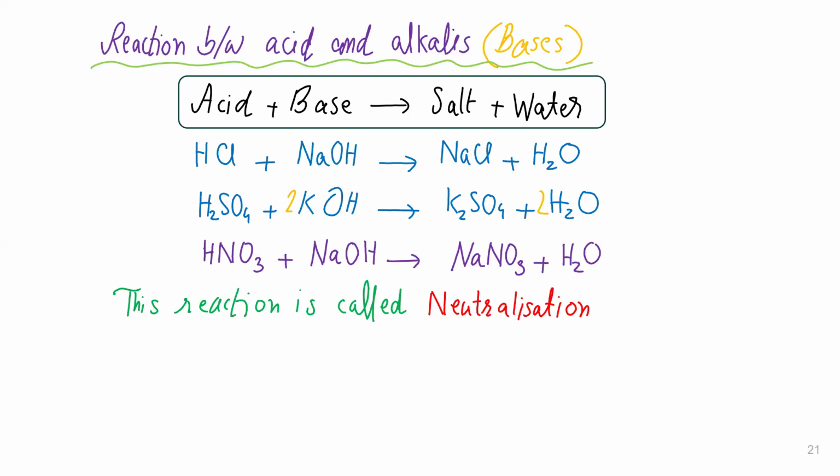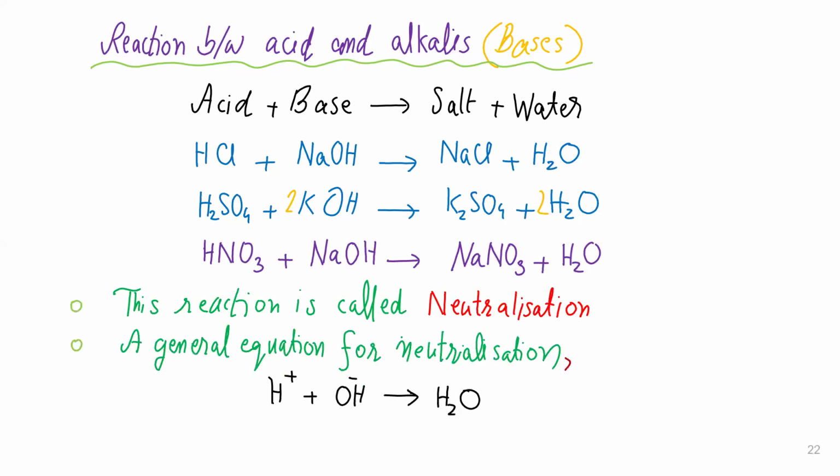Interestingly, in all these reactions, there is actually a common feature: the H plus from the acid and the OH minus from the alkali are making water. So all the above reactions, all acid-base reactions, have a common ionic equation. What is the common ionic equation? H plus plus OH minus gives you H2O. So this is to memorize.